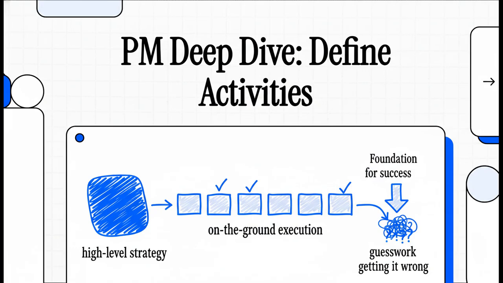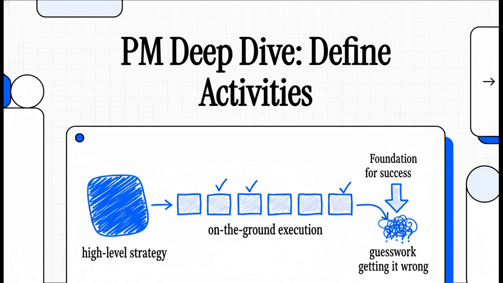All right, let's talk about that critical moment in any project. It's that point where all the big ideas, the grand strategy, have to meet the cold, hard reality of getting things done. We're talking about the bridge from strategy to action, and its official name is Define Activities. Now, if you get this part right, you've got a clear roadmap to success. But if you get it wrong, well, you're pretty much just guessing your way to the finish line.